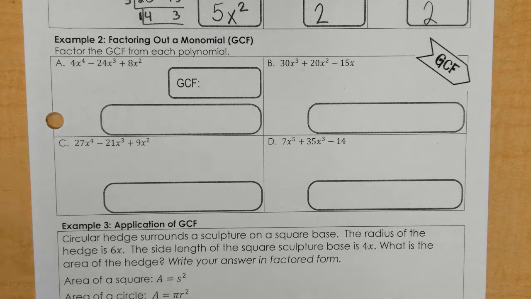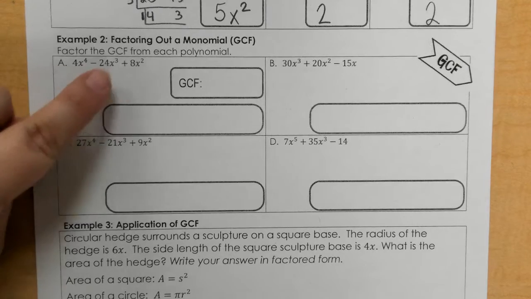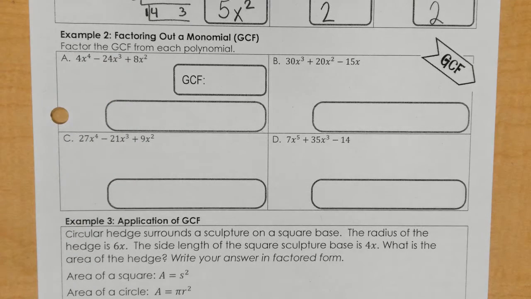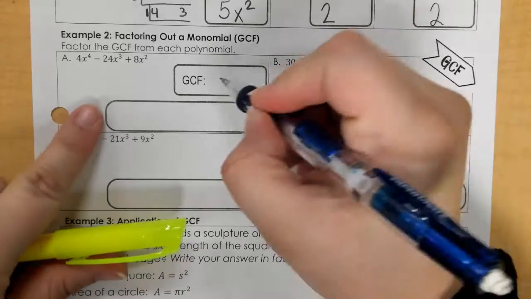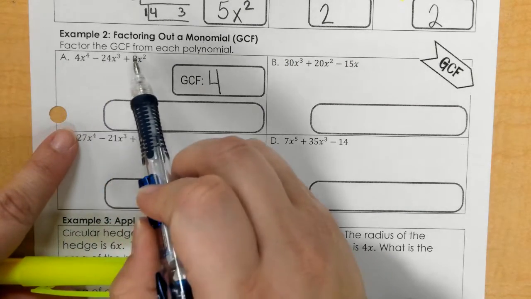For example 2, factoring out a monomial, which is also the GCF, from each polynomial. So here I look, I see 4, 24, and 8. And a common factor of those numbers would be 4.